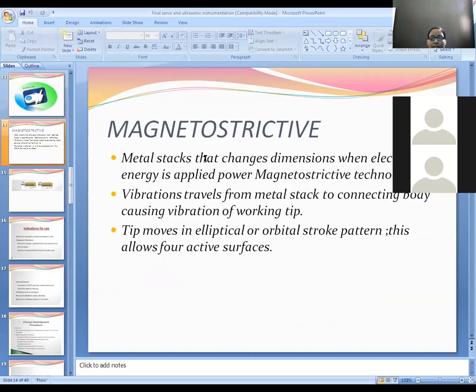The second is the magnetostrictive type. A metal stack changes dimensions when electrical energy is applied to power the magnetostrictive technology. The vibrations travel from the metal stack to the connecting body, which causes the vibration of the working tip. The tips move only in an elliptical or orbital stroke pattern. This allows four active surfaces of the tip.